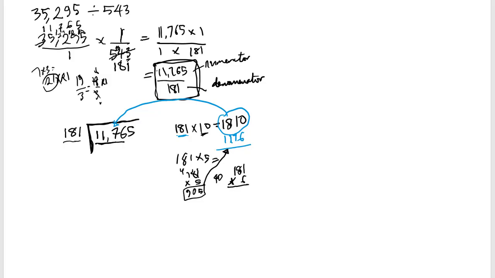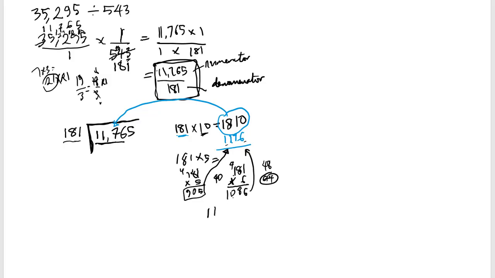181 times 6: 6 times 1 is 6. 6 times 8 is 48. You write 8 and carry 4. Then 6 times 1 is 6 plus the 4 you carried gives you 10. So you have 1086, which is closer to the number we're considering.